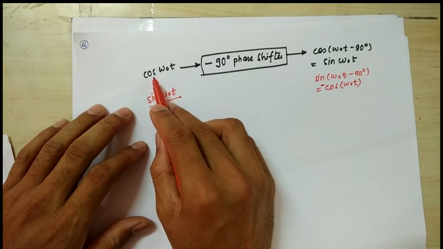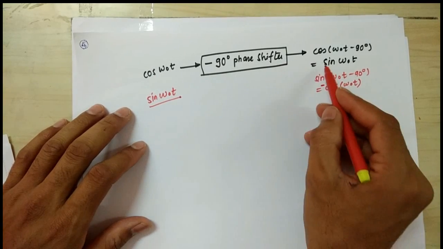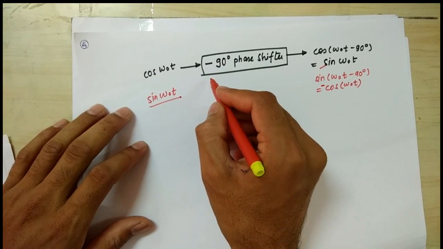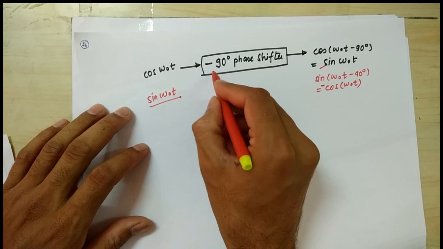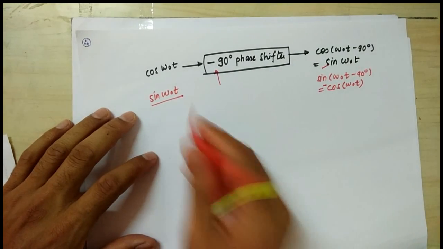If you shift cos, then you get plus sine. So this is important. Is it minus 90 or plus 90? But it is given plus 90 on the kit, which is wrong.